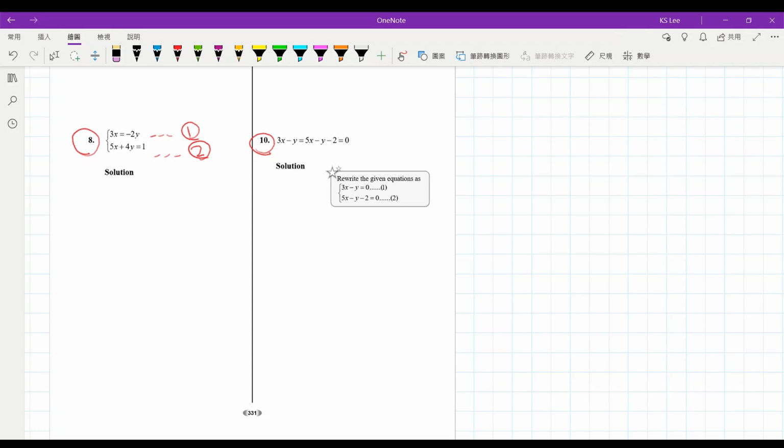For question number 8, we have the first equation 3x equals -2y. We have the second equation 5x plus 4y equals 1. So before the first substitution, we need to make one of the variables the subject first. It's easier for us to start by looking at equation 1. And then I suggest we turn y into the subject, because the coefficient of y is -2 now. And we are going to simplify after we do our substitution. So let's start our steps.